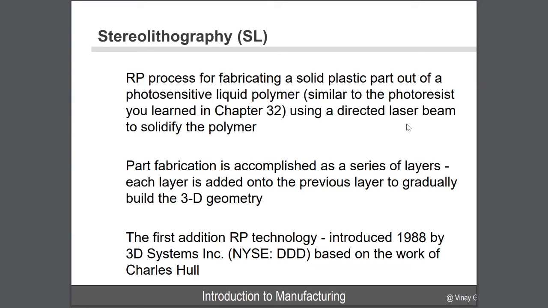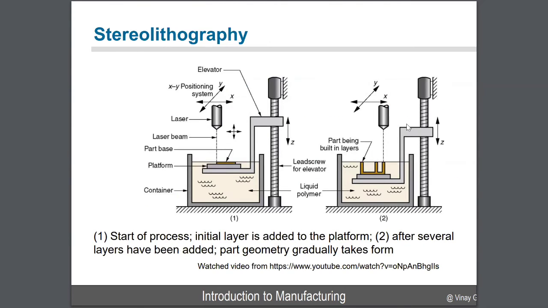This approach was introduced in 1988 by 3D Systems, or 3DS, and it was based on the work by a scientist called Charles Hall. And in this image, it's the first image I showed, but I think it's worth looking at this. What you have here at the very bottom is a liquid polymer. And then here you have your elevator and lead screw, and this allows you to move the part vertically according to what your needs are. And here you have your platform that's connected to this elevator, connected to a lead screw, which allows you to move it up and down.